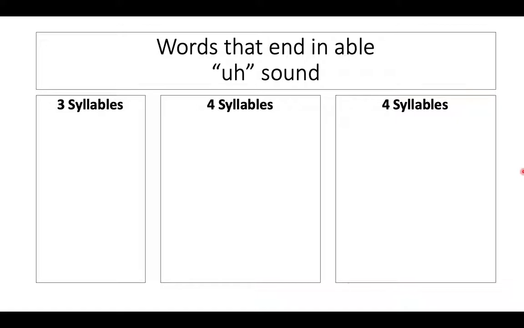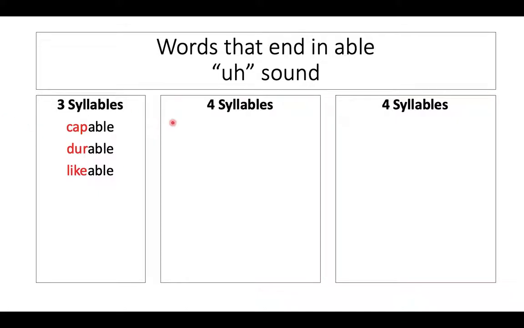Now we'll move on to words that end in able. And so now we're going to use the "uh" sound. So this is able, able. We'll start with 3-syllable words. Just like before, the stress is going to be at the beginning of the word. So remember to pronounce this longer, louder, clearer. So capable, durable, likable.